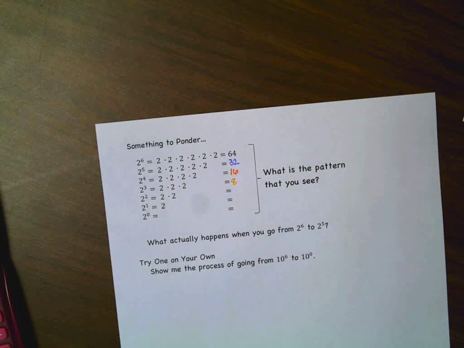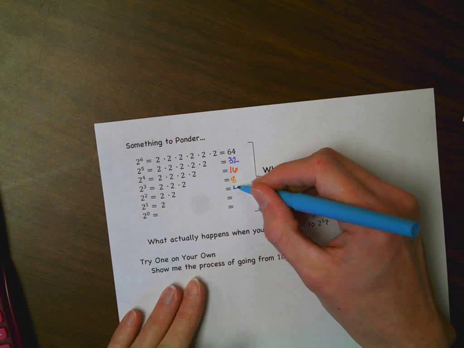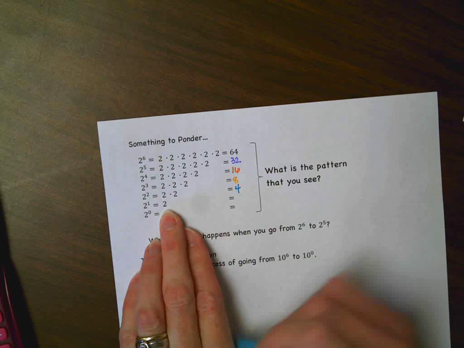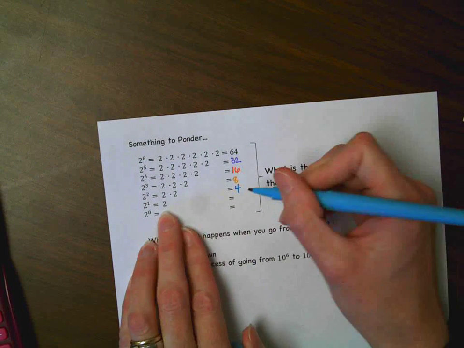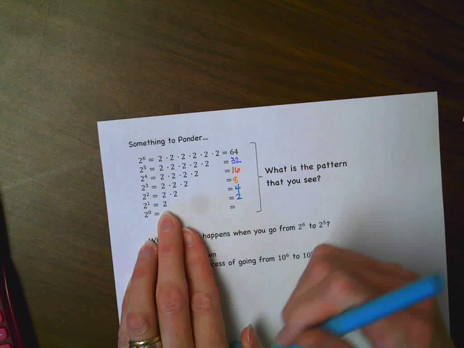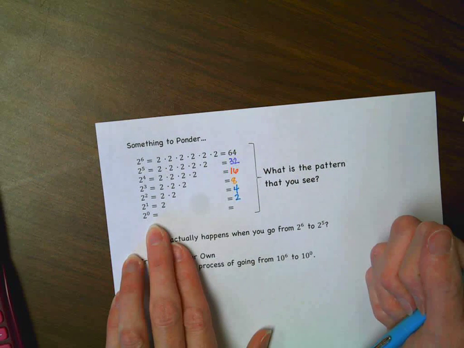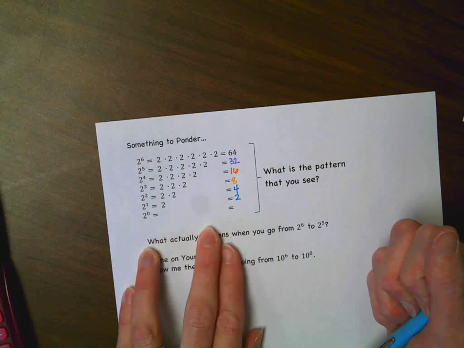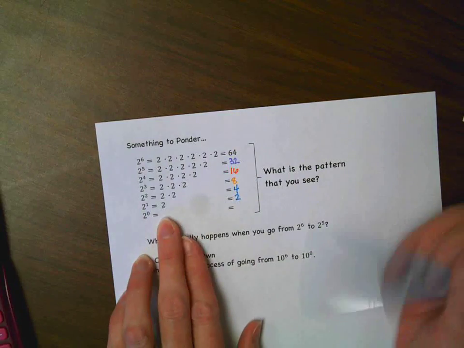Do the next one. 2 times 2 is 4. That is correct. So we have this. And then the last one, it says 2 to the first power, so you just have 2. 2 times 2 is 2, right? And then what's happening here? Uh-oh. What's happening here?